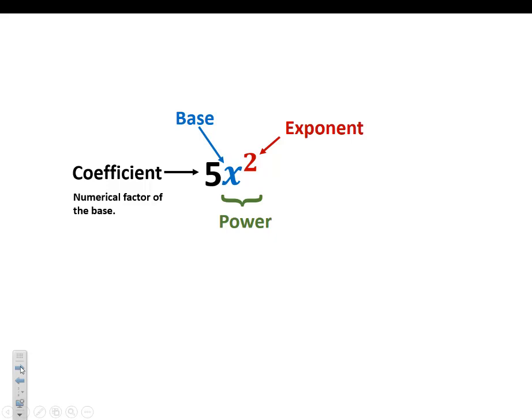So now if I ask you to write this 5x squared as a product of repeated factors, how would I write it now? Well, I'm going to tell you. 5 times x times x. You have to understand that this exponent only applies to whatever it is attached to, and it's only attached to the x. It's not attached to the 5. So in this particular case, I'm multiplying 5 times the power of x squared. Notice I didn't take my green power symbol and move it over to include the 5.